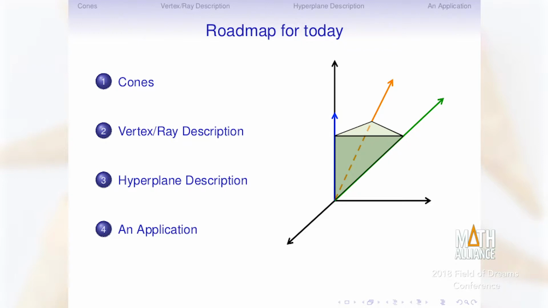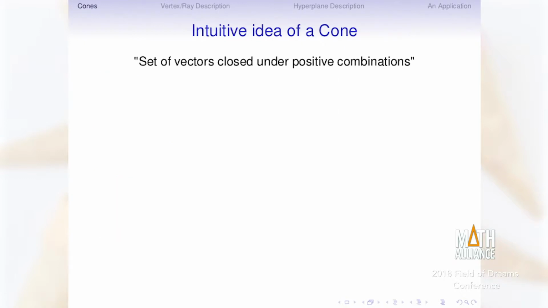Okay, so first, what's this intuitive idea of a cone? So if someone was to stop you on the street and just say, hey, I'm a little confused, can you give me a sense of what a cone is? Here's your quick answer. You could say, well, it's just a set of vectors closed under positive combinations. Right, well, I don't know if that's going to be super helpful to the layman on the street, but to someone interested in math, they might be piqued by this. So what does that mean exactly?